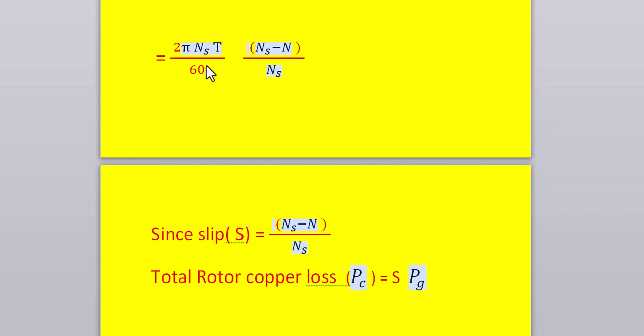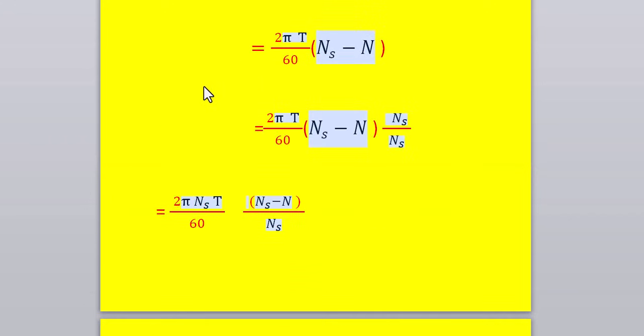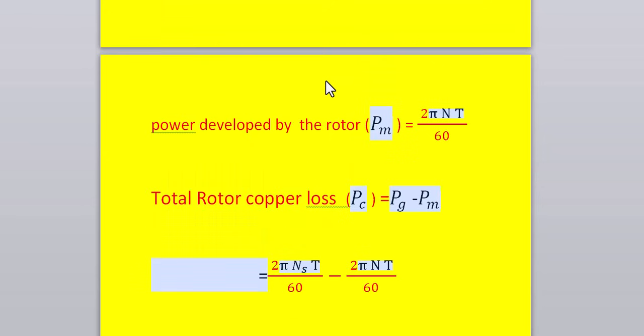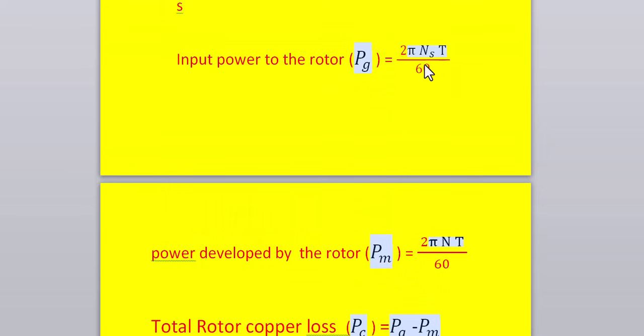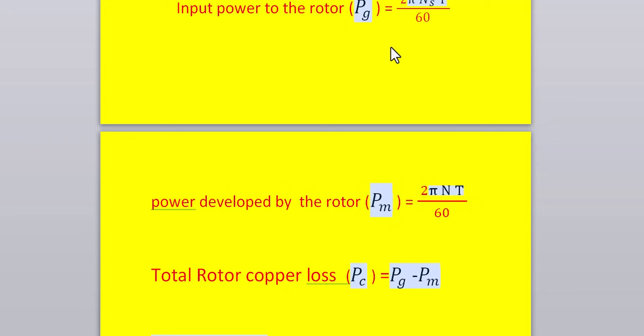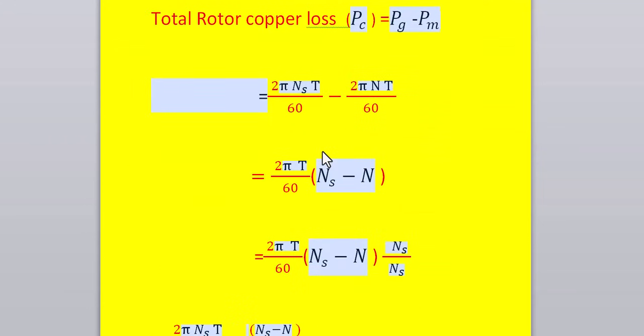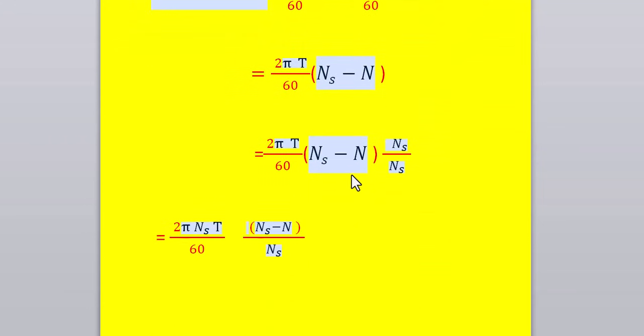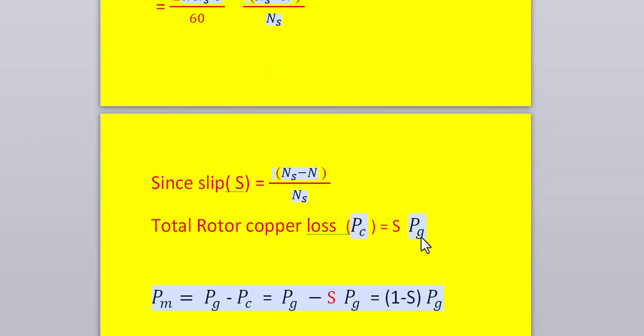This is called rotor input. It's already covered here, that is 2 pi Ns T by 60, that is Pg. The same thing is written here: S into Pg.